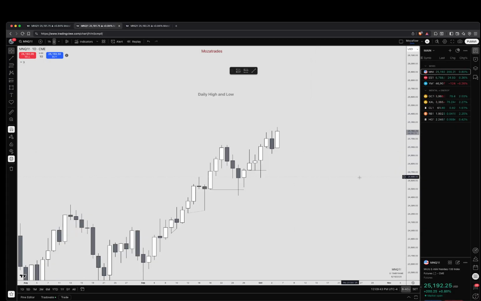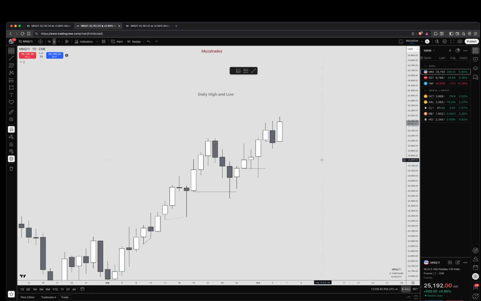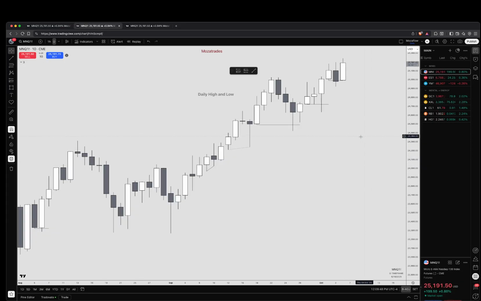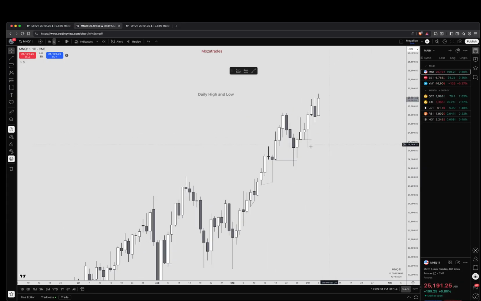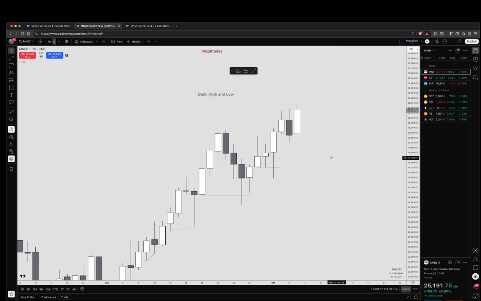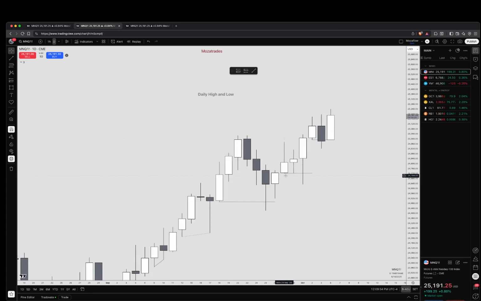Here, some from recent price action. This is a great example. This one created a failure swing right here.